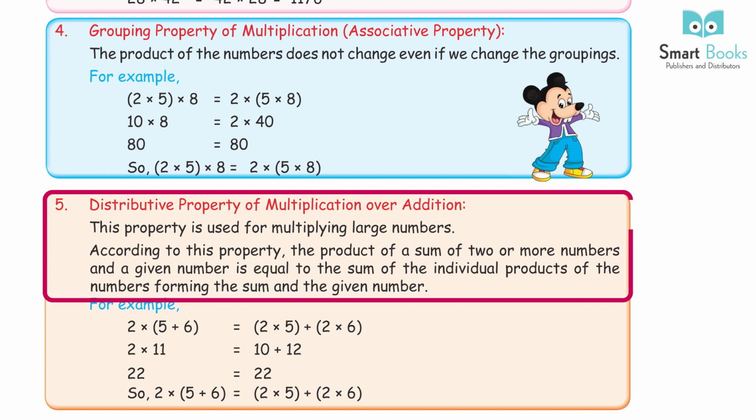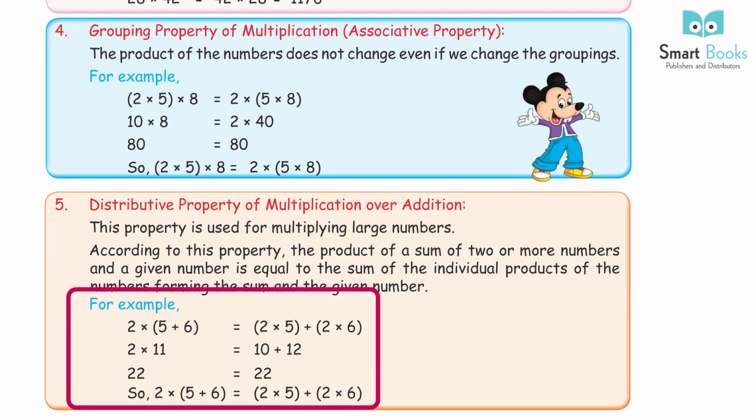5. Distributive property of multiplication over addition. This property is used for multiplying large numbers. According to this property, the product of a sum of 2 or more numbers and a given number is equal to the sum of the individual products of the numbers forming the sum and the given number. For example, 2 into (5 plus 6) is equal to 2 into 5 plus 2 into 6. 2 into 11 is equal to 10 plus 12. 22 is equal to 22. So, 2 into (5 plus 6) is equal to 2 into 5 plus 2 into 6.